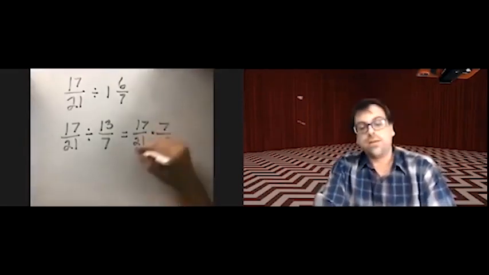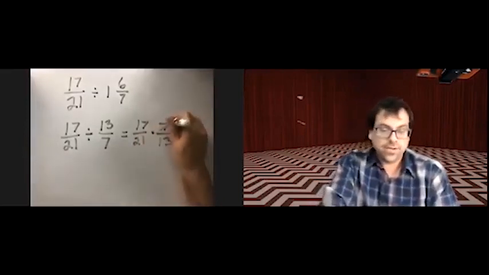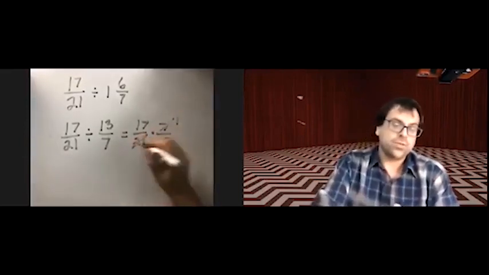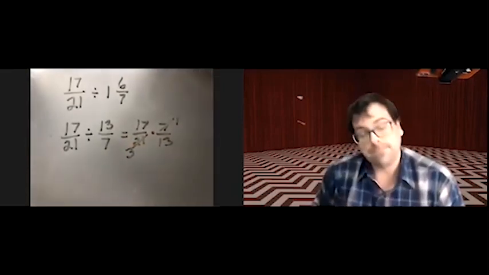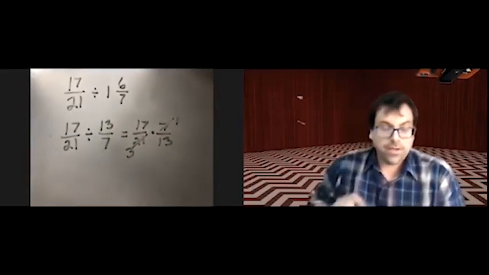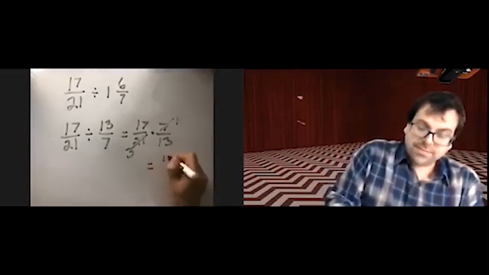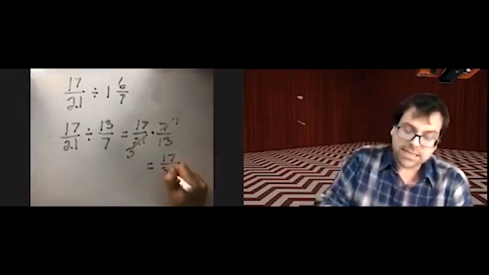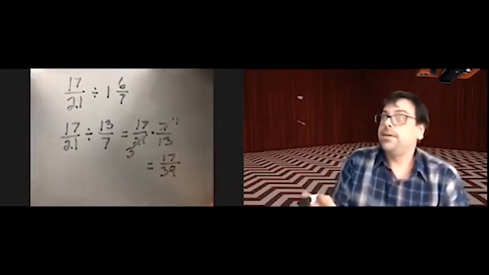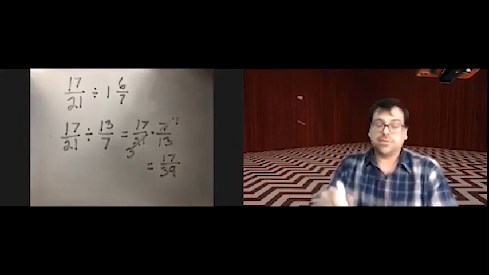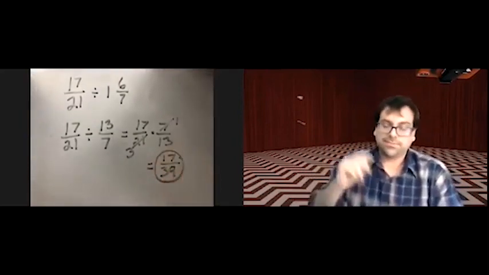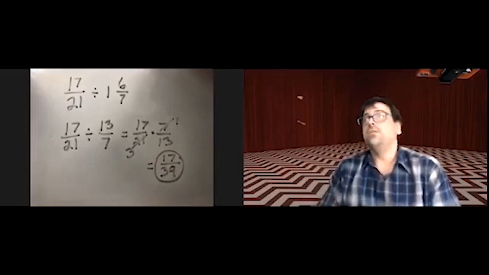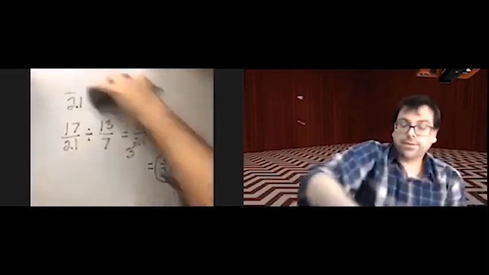7 over 21, both divisible by 7. 7 divided by 7 is 1. 21 divided by 7 is 3. On the top, 17 times 1 is 17. On the bottom, 3 times 13 is 39. It doesn't reduce, it's not improper, so we can't even make it a mixed number. 17 over 39. Let's do another.